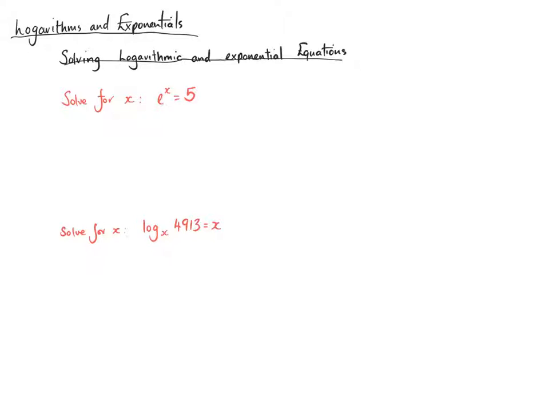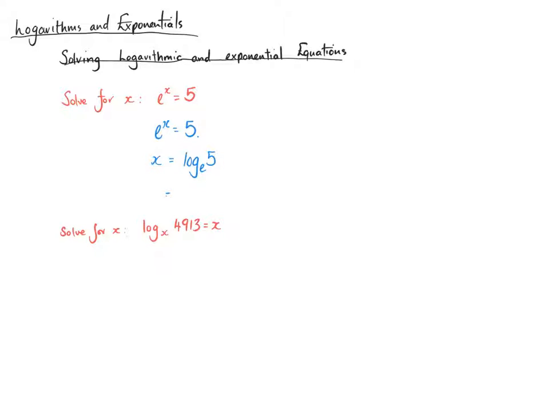Right, so for our first question, we have solve for x, and then it's e to the x equals 5. So for this one, we know we've got e to the x equals 5. e is our base, and x is our exponent. So x is what we're trying to find. And as I said, e is our base, so it becomes our base here. And then we also get that 5.